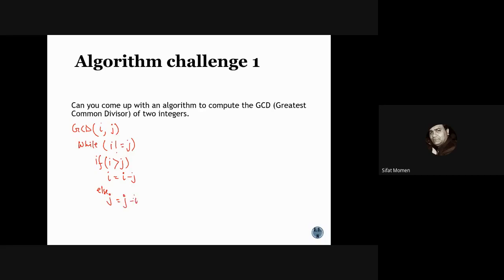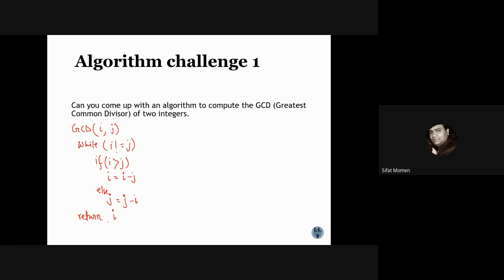Correct, Nakina? Yes, sir. And that's what you're going to do inside the loop. And once we're done, we come out of the loop, and what are we going to return? When we come out of the loop, I is equal to J. I and J both are equal, so you can return any of them. It's fine. So let's just return I.